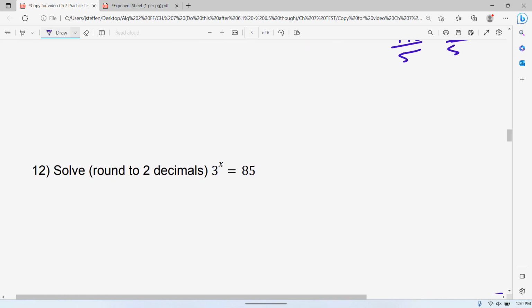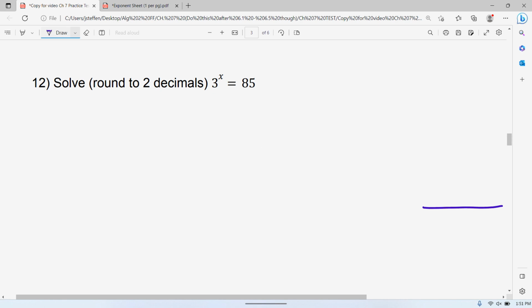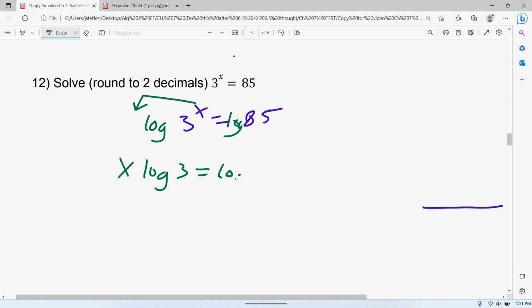Number 3, solve this, round to 2 decimals. 3 raised to the x is equal to 85. The first thing I'm going to do is take the log of both sides. There are other things you could do, but using log base 10, so just using log, is going to make life easier. That makes it so you can put that exponent first. So x times log 3 is equal to the log of 85. Divide both sides by the log of 3. And then you can put that in your calculator.